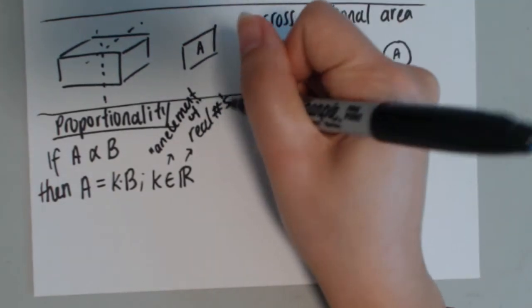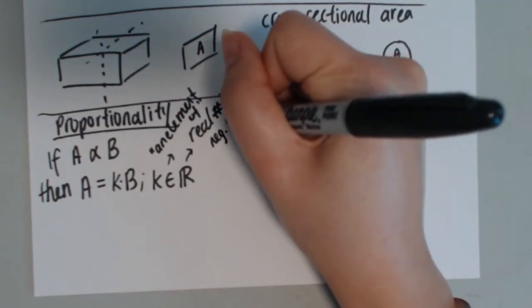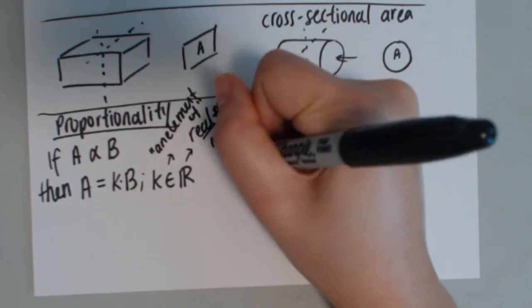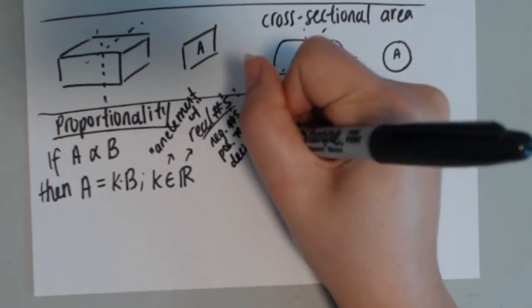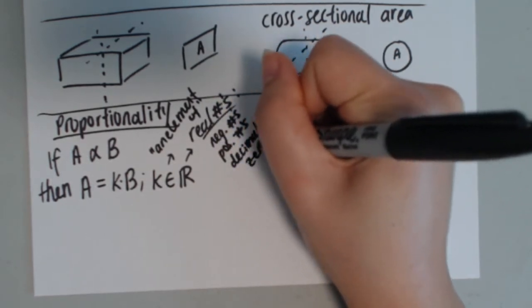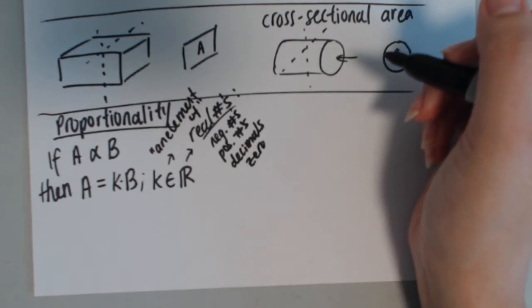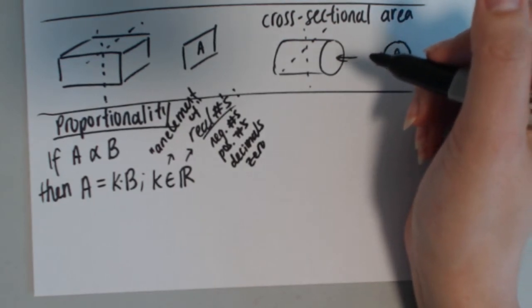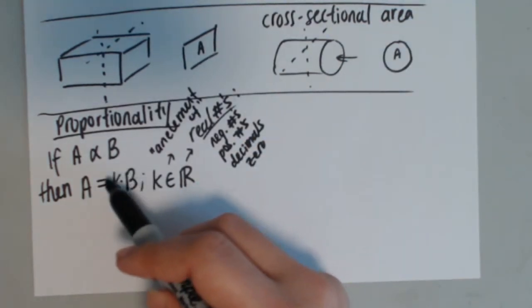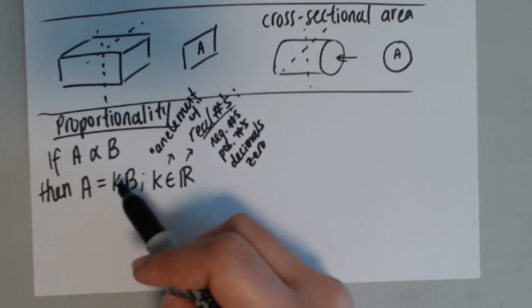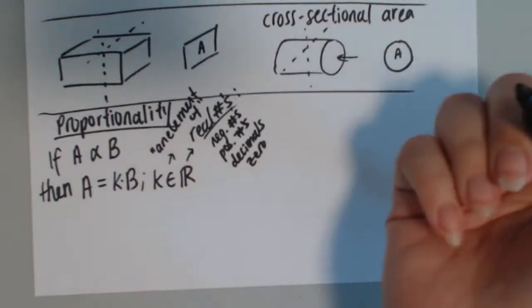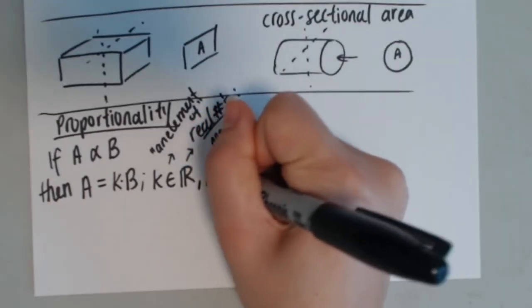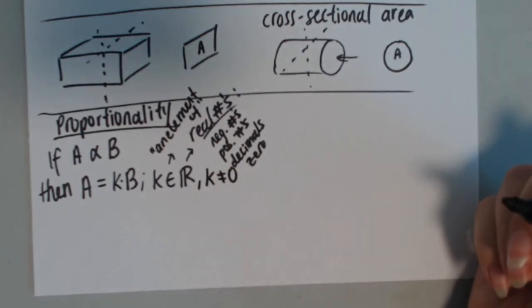Real numbers include negative numbers, positive numbers, decimals, zero, everything. Any number that you could possibly think of in your head is considered a real number. So why is that significant? Because that means this thing can be positive, negative, decimal, whole numbers, zero. It can be anything. Well, it wouldn't be zero because in that case you wouldn't have a scenario. So we'll just put a little disclaimer there: K does not equal zero.